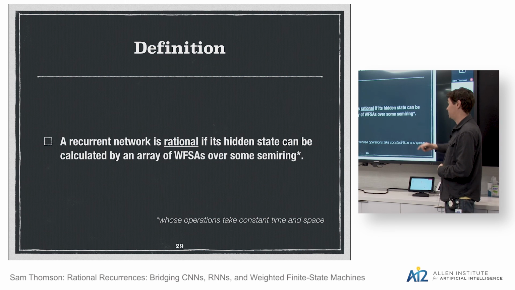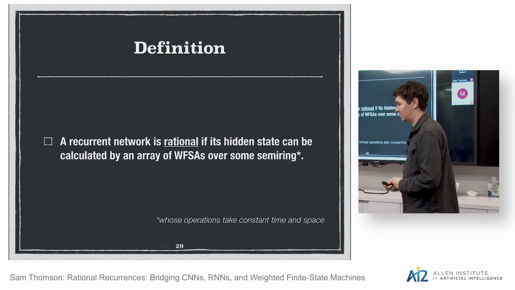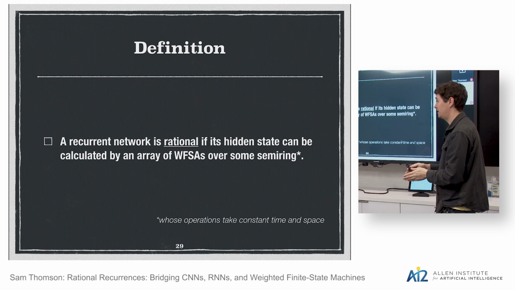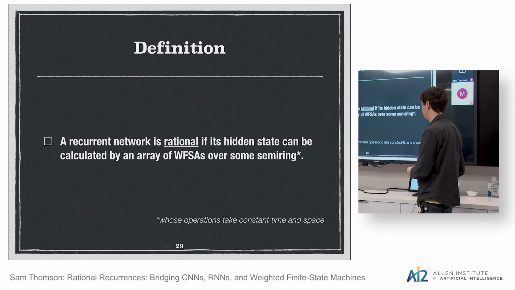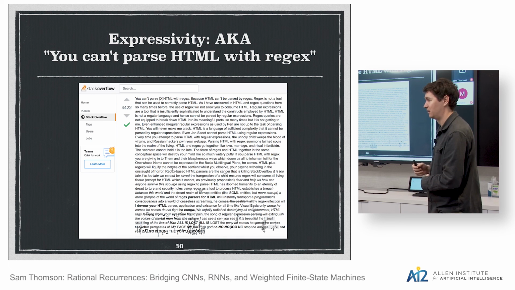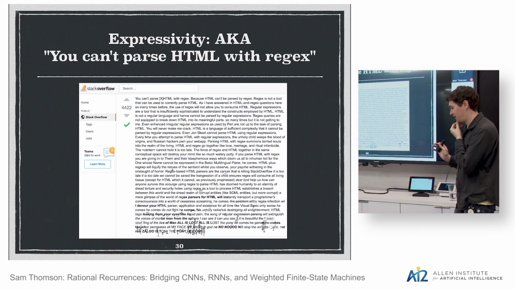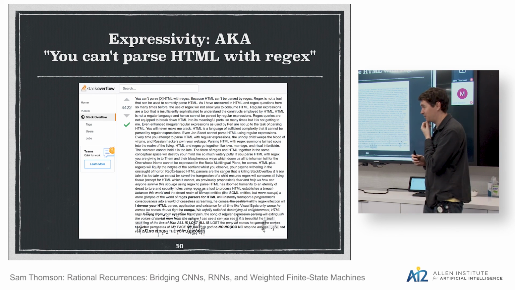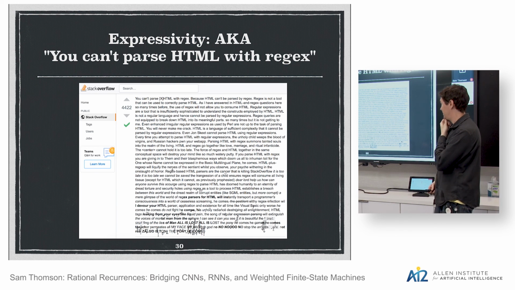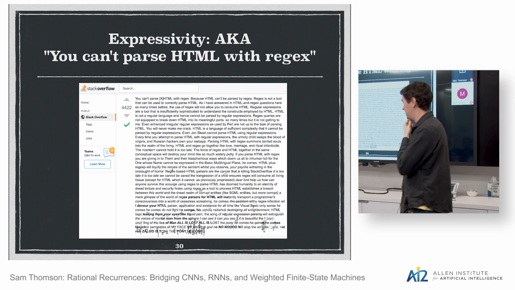And since semi-rings are pretty flexible, we put this little asterisk there where the operations have to take constant time and space. So when we're going from unweighted FSAs to weighted FSAs, a lot of the intuitions about expressive power don't really hold anymore. A lot of people are well aware that you can't parse HTML with a regular expression. For example, this is a famous Stack Overflow answer where the user is getting more and more frustrated as they explain this. You can't parse HTML with a regex.